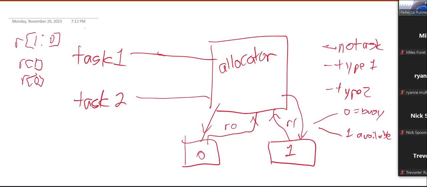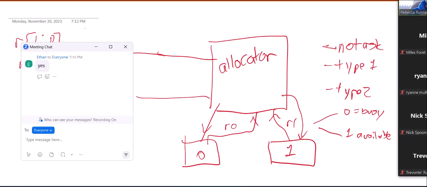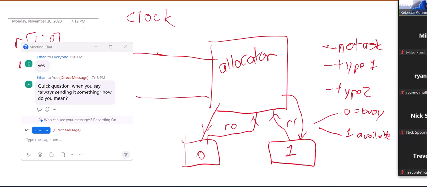What else do we have to have in our project? Okay, we do need a clock. Yeah, we're going to need a clock. I'll just put that out here. In the quick question, when you say always sending it something, how do you mean?